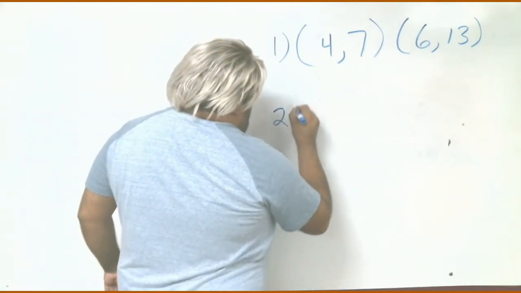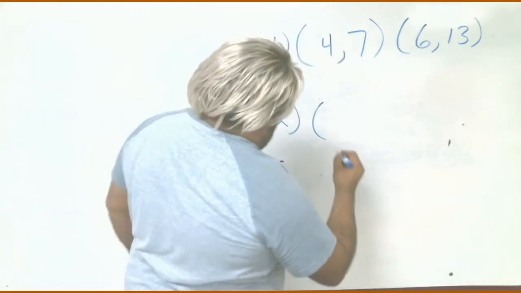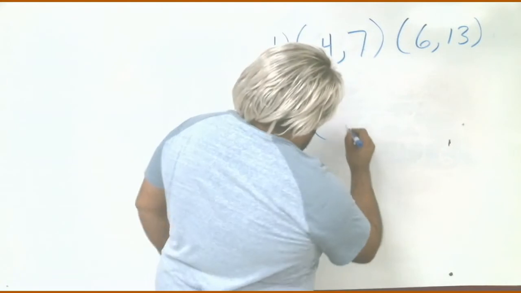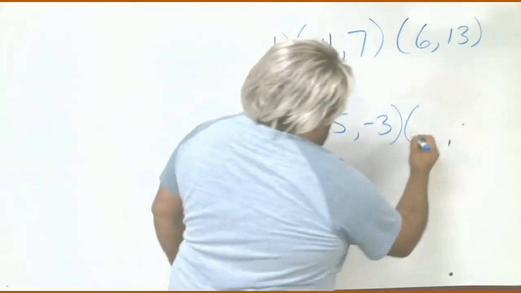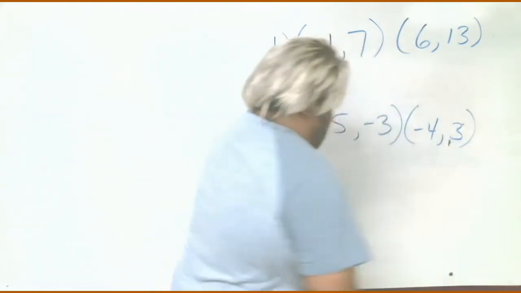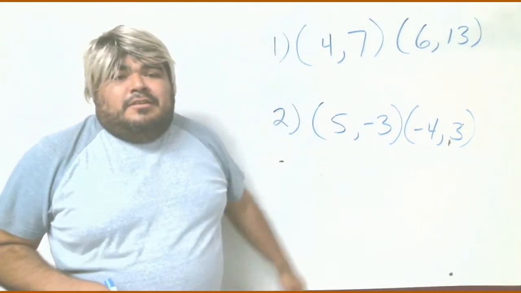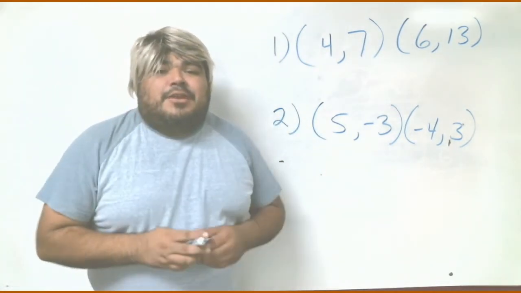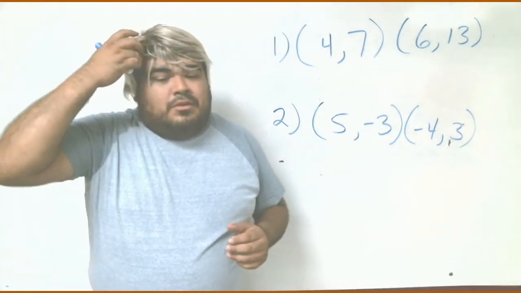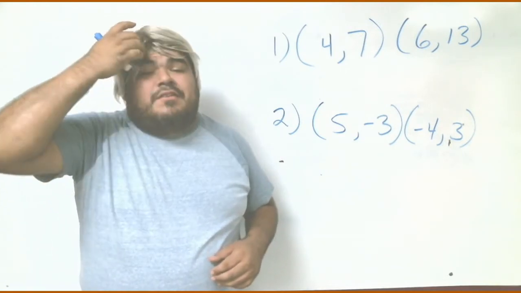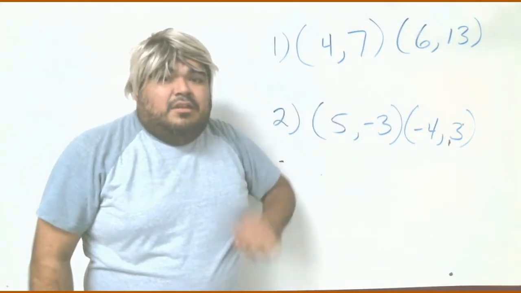For the second one, your first point is 5, -3. And your second point is -4, and 3. Okay? So, also find your slope on this one. If you guys can also graph them to see how far you understand the concept, hopefully you can find the slope and then graph those 2 points.